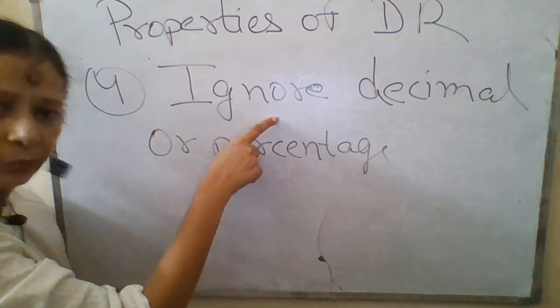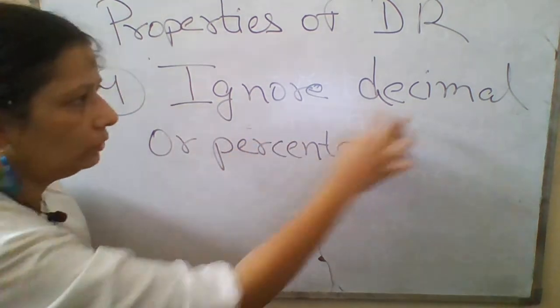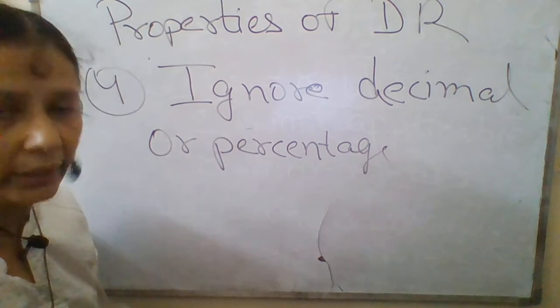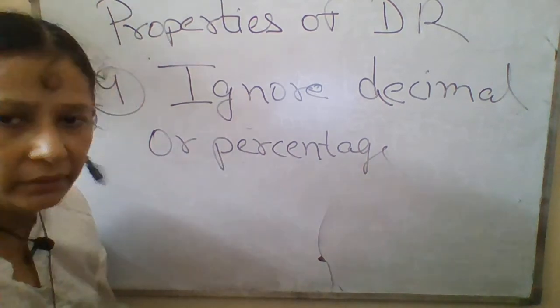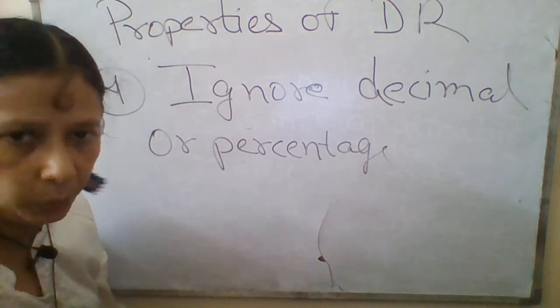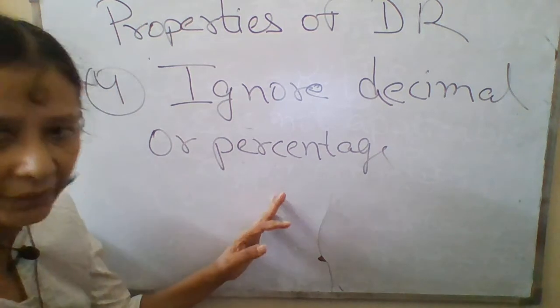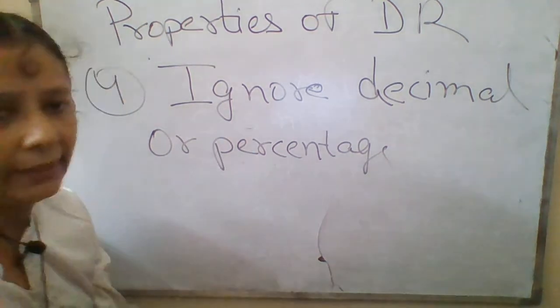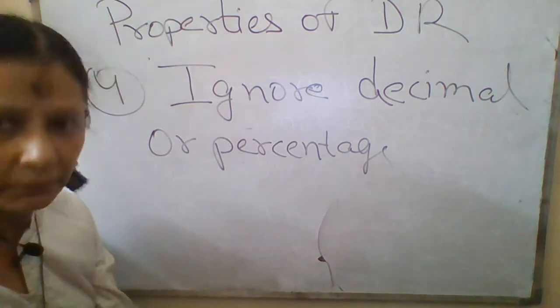The last property is ignore decimal and percentage. If you have to add decimal sums, then you ignore all the decimal points, and if you have to find out the percentage, then ignore the percentage. All this I will explain to you with examples in my questions.